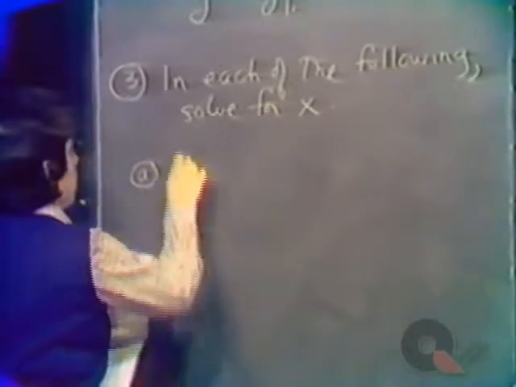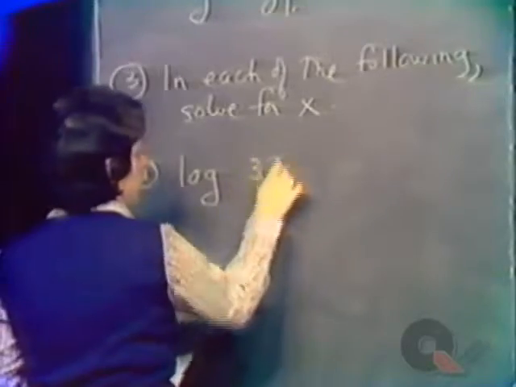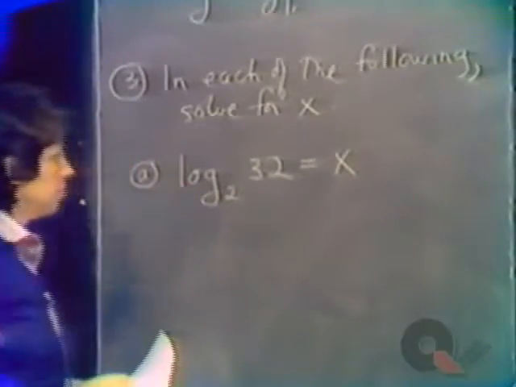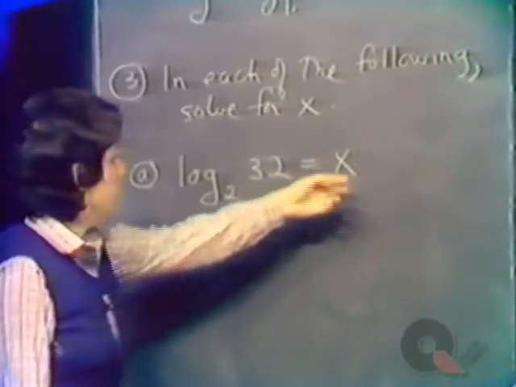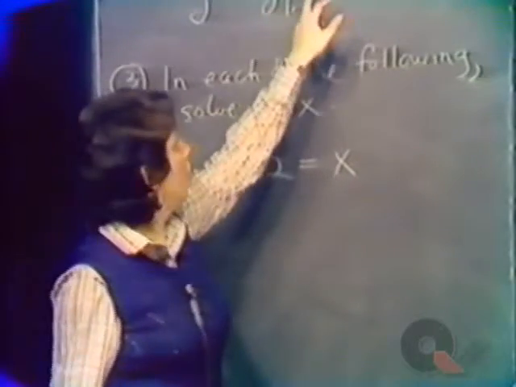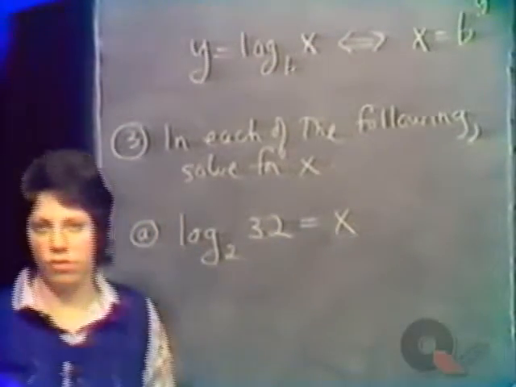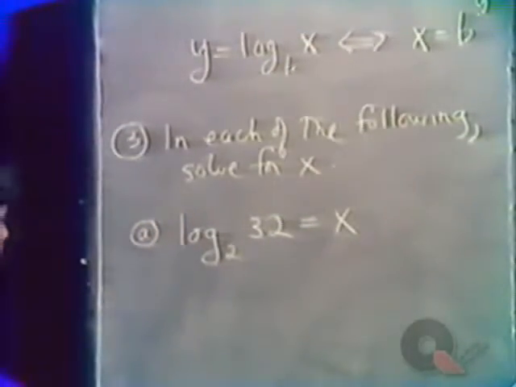Okay, in part A, the log of 32 to the base 2 is x. Don't let this upset you. X doesn't have to be over here, or it doesn't have to be the log of x. It can be any of the unknowns. You just have to understand what's going on here.